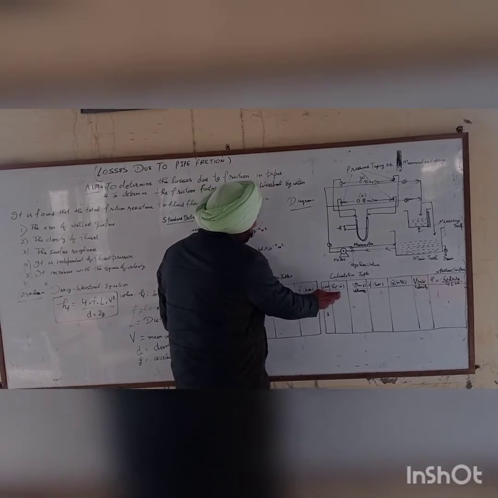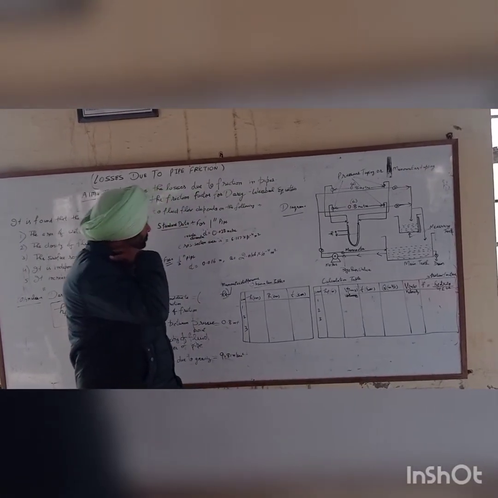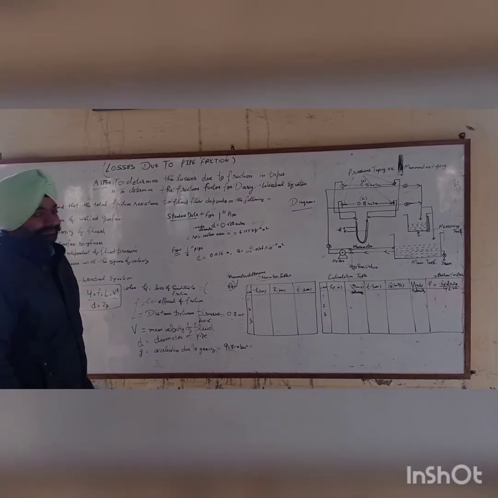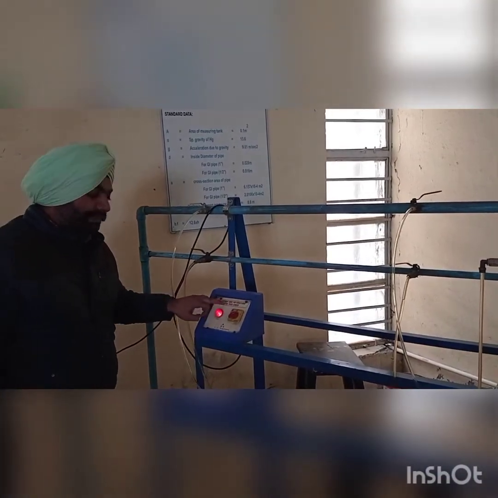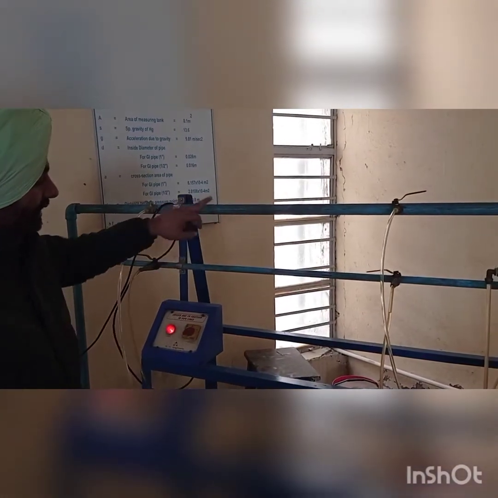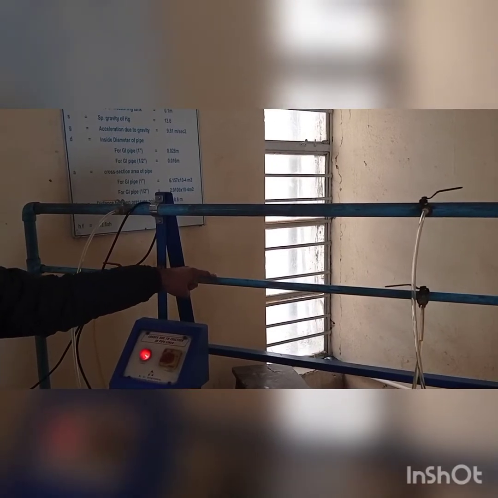So how to calculate this? I am going to provide you the formulas for that also. So this is all about this theoretically. The apparatus for losses due to friction in pipeline, and thus we are having two pipes. One has a diameter of 1 inch and another pipe has a diameter of half inch.